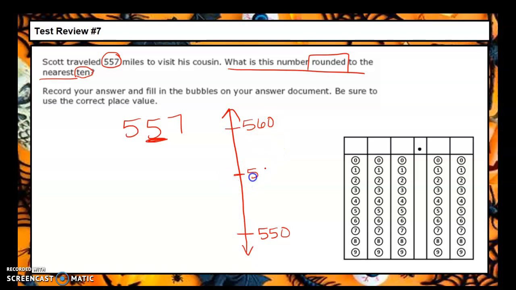Halfway in between is 555. And I just need to mark where I think 557 would fall. And it would just be a little bit past the middle. So it would round to 560.